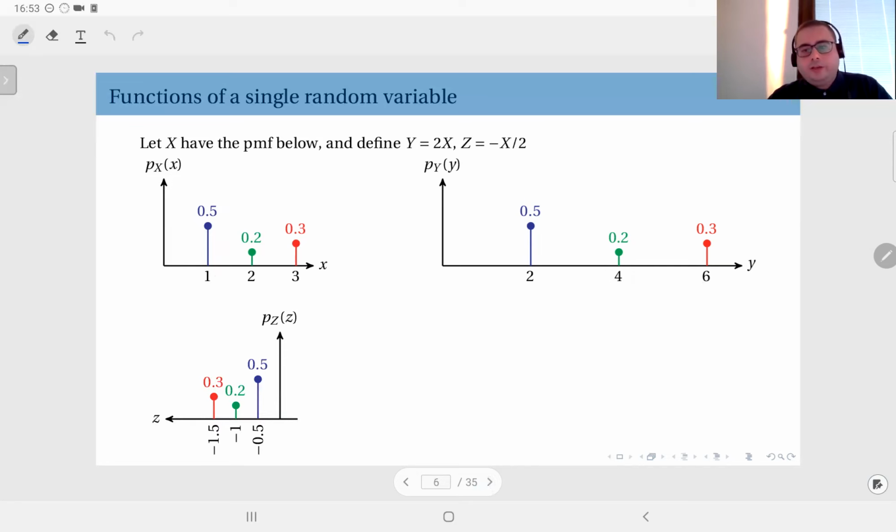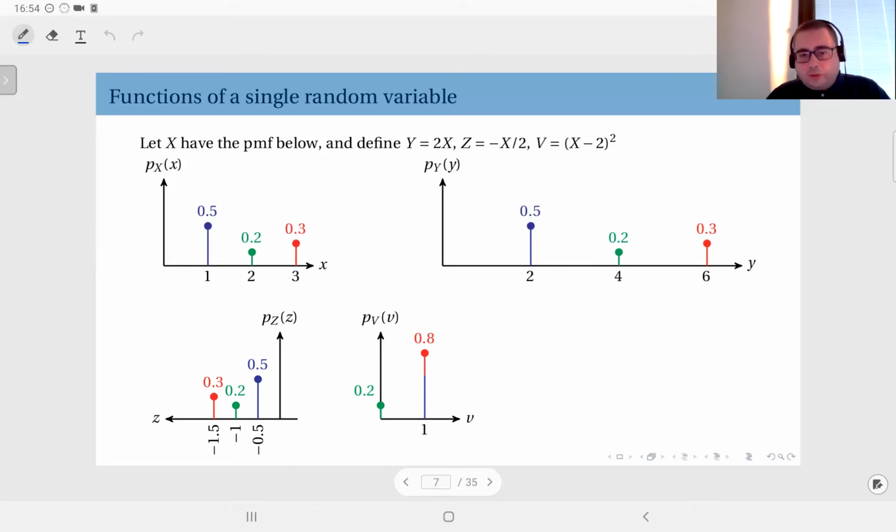z equals minus x over 2. And quite similarly, when x equals 1, z equals minus 1 half, which happens with probability 1 half. And when x equals 2, z is minus 1, which happens with 0.2 probability. And when x is 3, then z is minus 1.5, which happens with probability 0.3. Okay, simple as that. Next one, let's have a more complicated expression now.